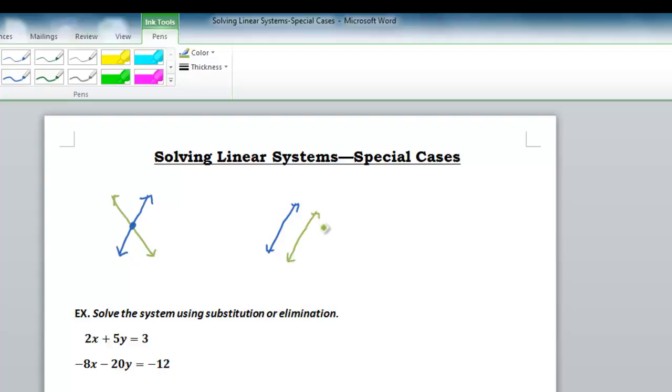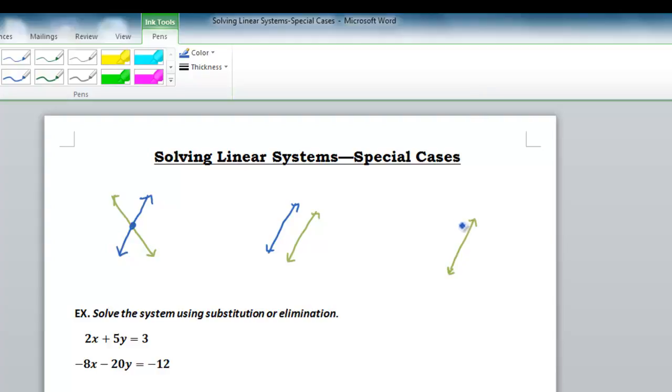We could have two lines that are parallel. In that case, the two equations are still independent, but the system is not consistent because there's no point that lies on both lines.